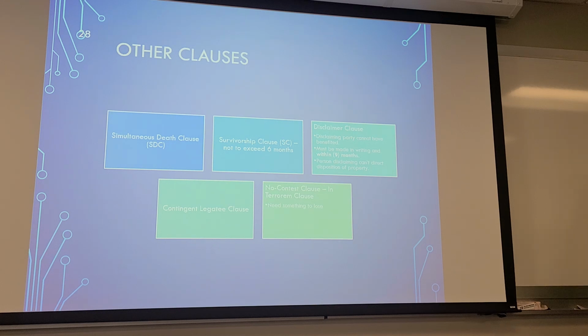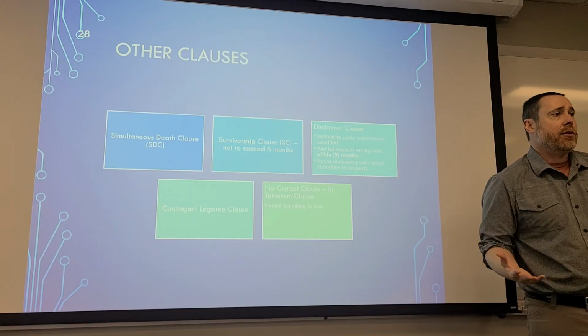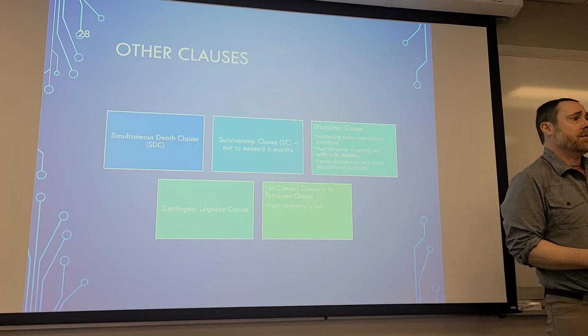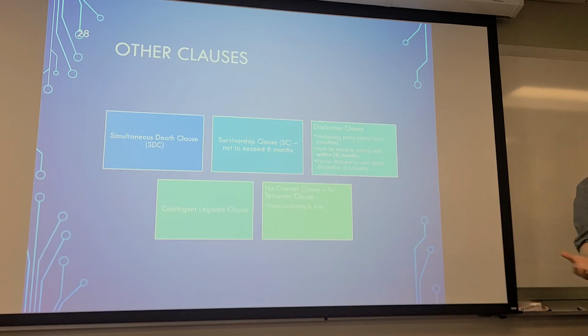Other clauses that are less common. Disclaimer clause you don't need. Everybody has the right to disclaim. Doesn't matter whether the will says it or not. You can say, no, I don't want that asset. I can't direct where it goes. I can ask, hey, where is it going to go if I disclaim it? And if it goes to Jeff, cool, that's where I wanted it to go. If it's going to Sally and I don't want it to go to Sally, I would have to take it and then give it to Jeff.